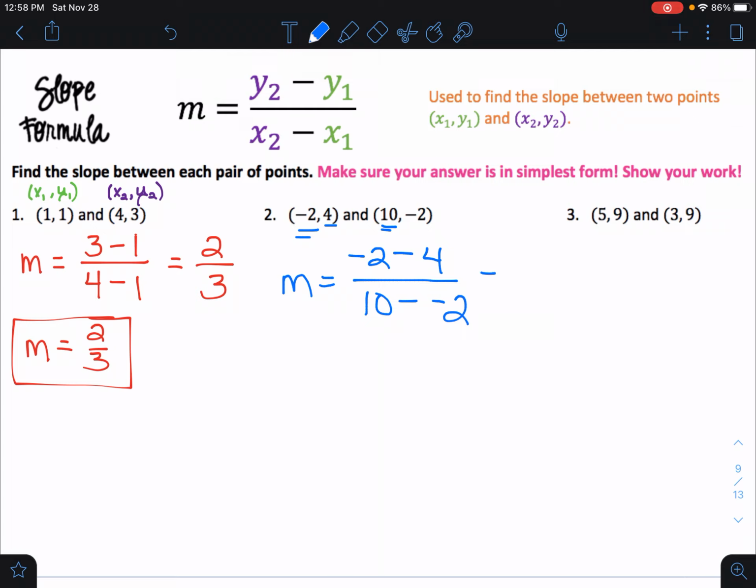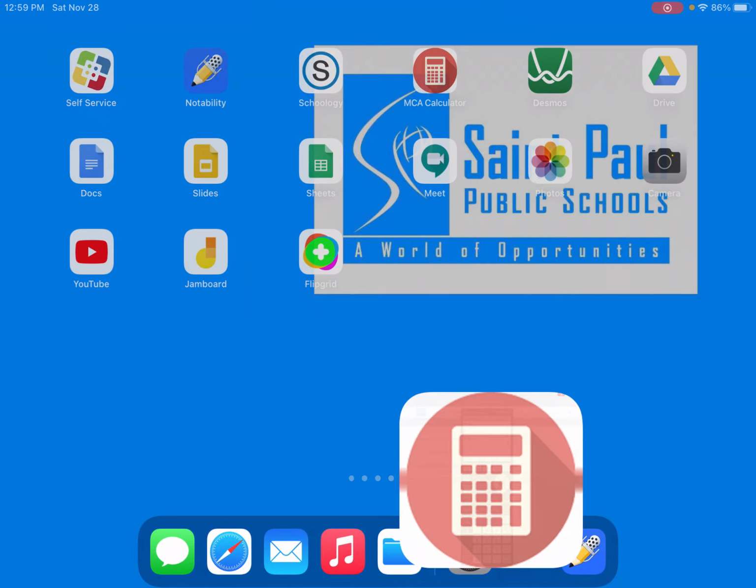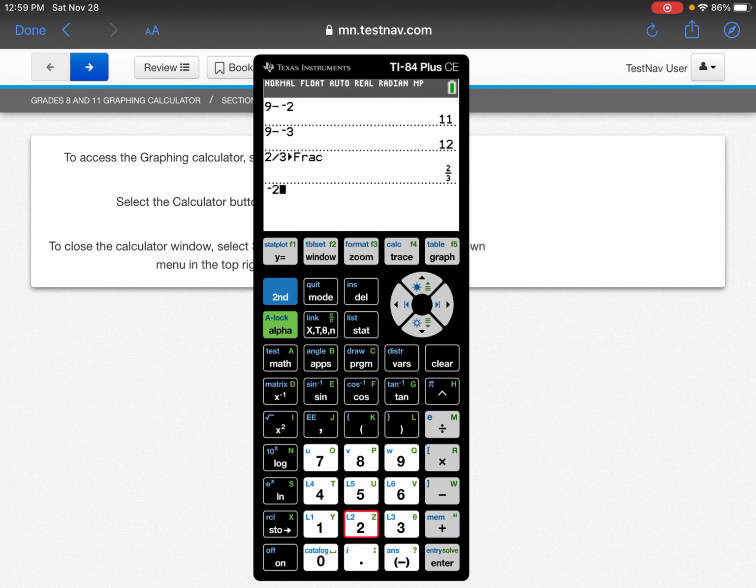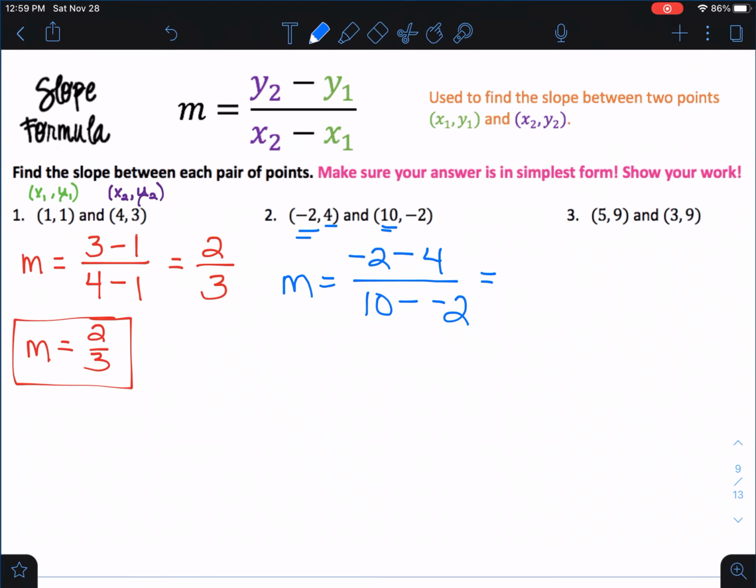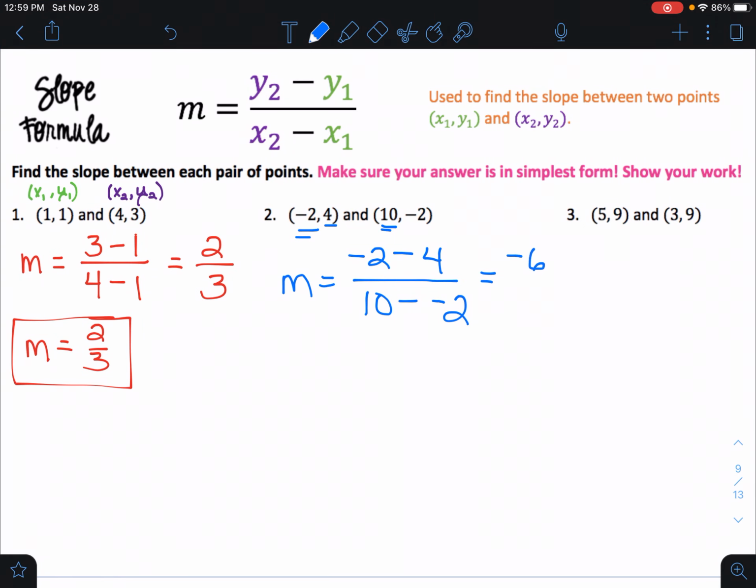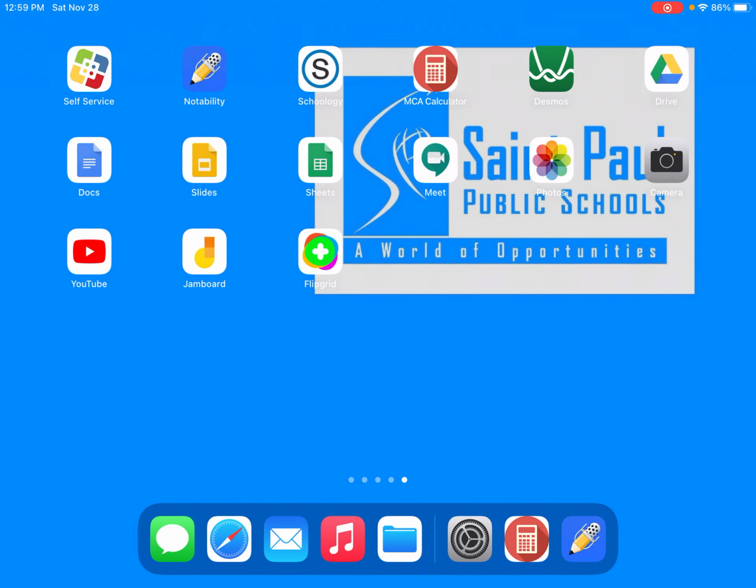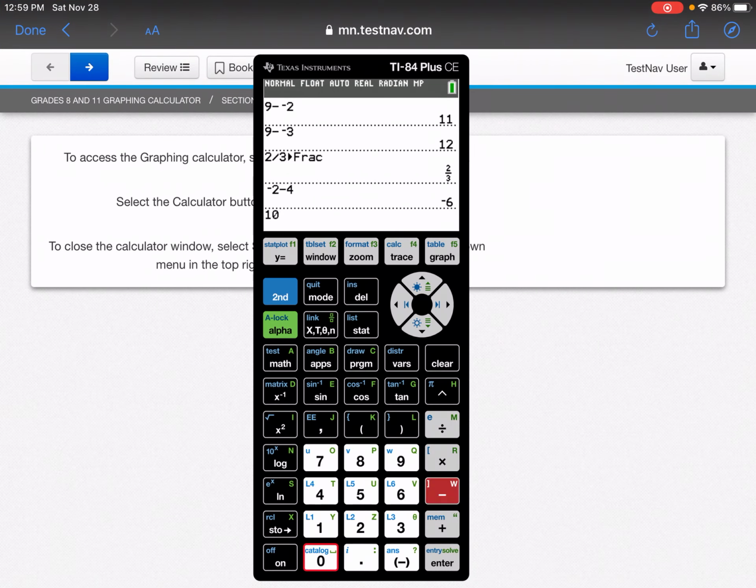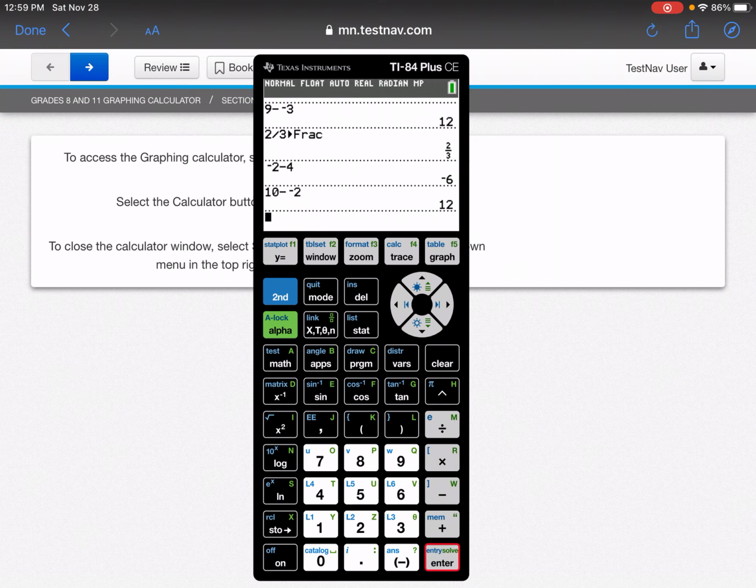Now we want to figure out what each of these numbers are first. So if you're not sure, you can always use your calculator. So we're going to do -2 minus 4. Just press enter. We get -6. Okay, now we're going to do the bottom here. This is 10 minus -2. Now again, minus and negative, anytime those are right next to each other, you can put 2 pluses there. So this should be 12, but if you're not sure, you can always use your calculator. So let's do that. 10 minus -2. 12.